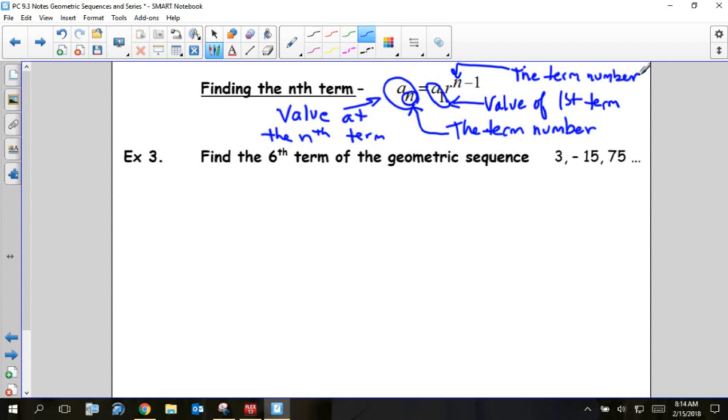So finding the sixth term, everywhere that I see an n, I'm going to put a 6 in. That's the number of the term, which term number it is. So I do a sub 6 equals a sub 1, which is 3, multiplied by, what's the common ratio?